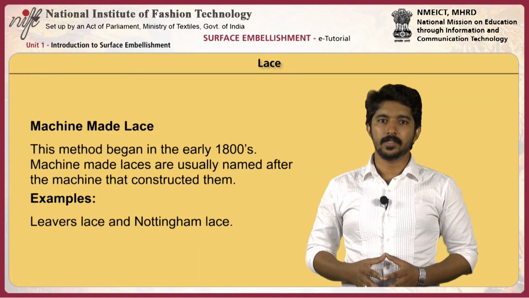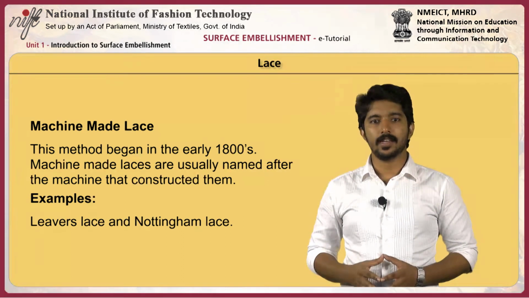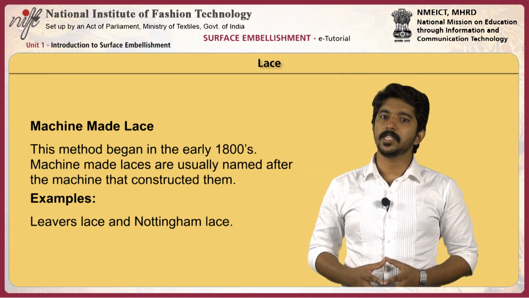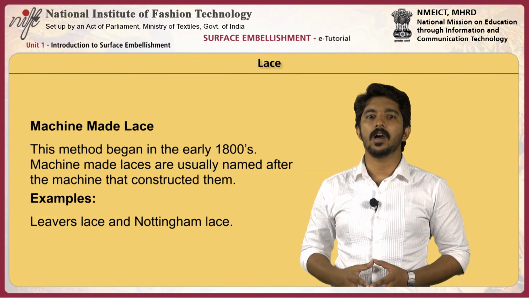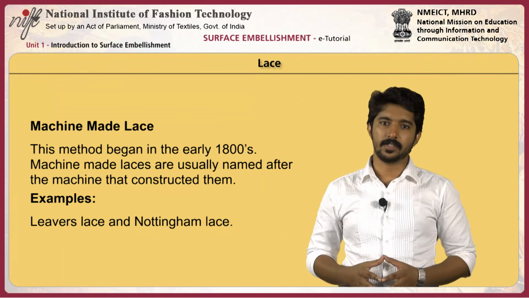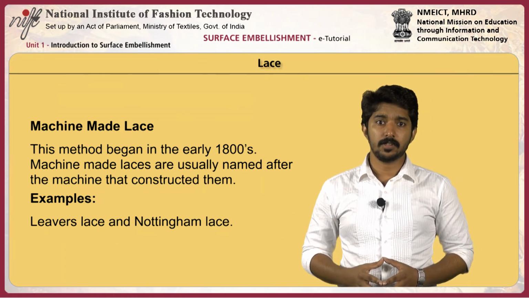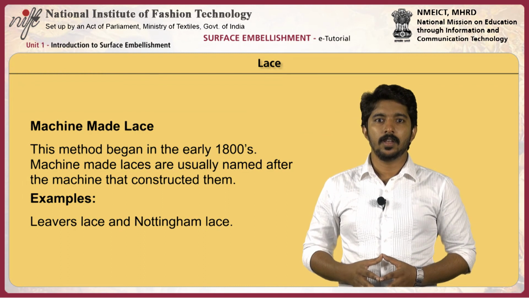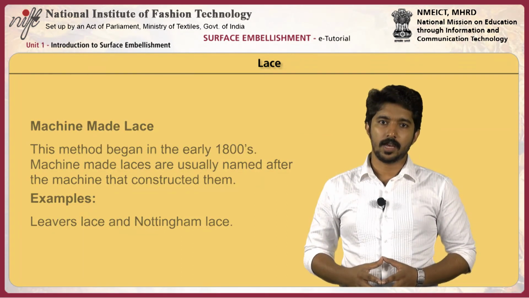The machine made lace. This method began in the early 18th century. Machine made lace is usually named after the machine that constructed it. Examples of this lace are Leavers lace and Nottingham lace.